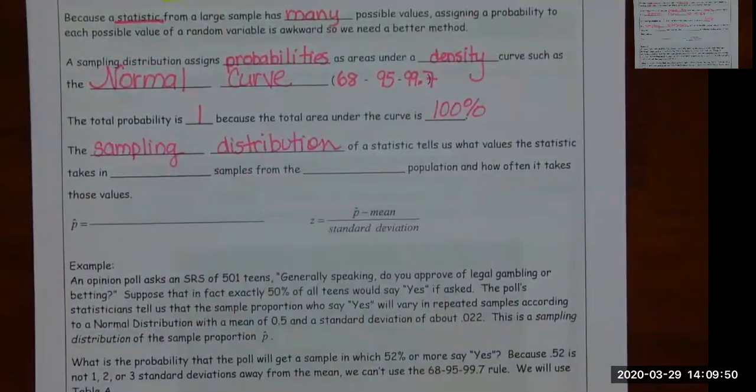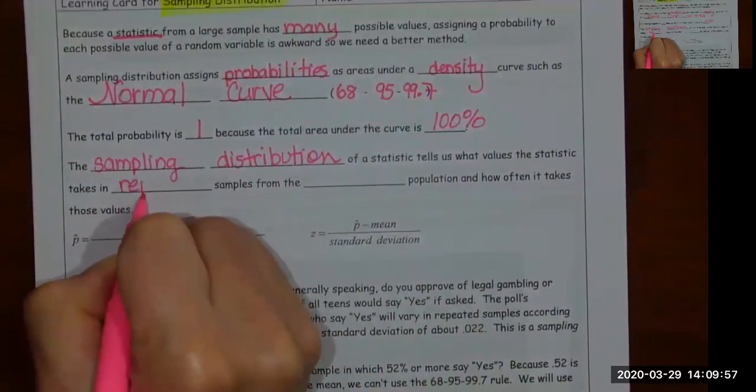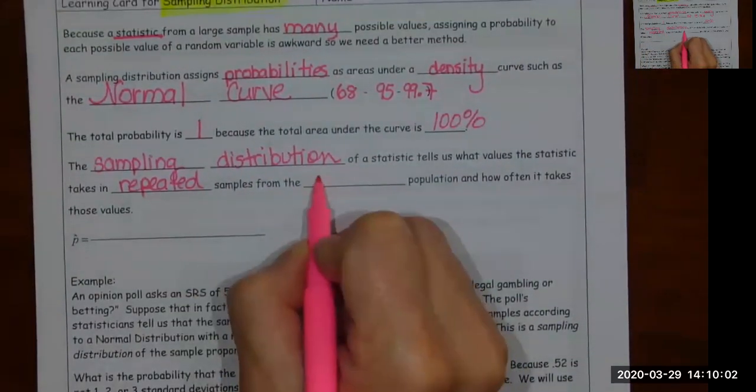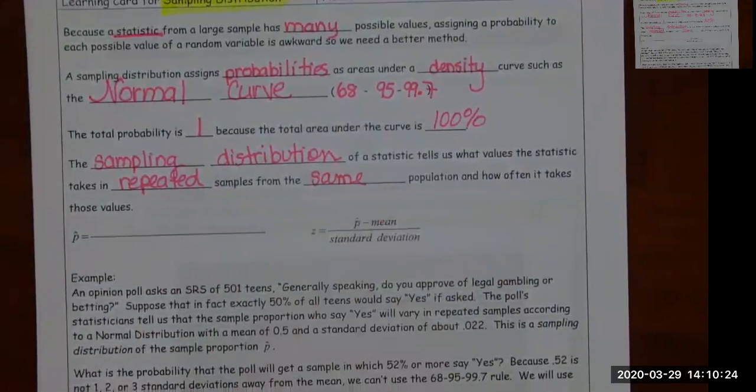The sampling distribution of a statistic tells us what values the statistic takes in repeated samples from the same population, so we have to do this many times, and how often it takes those values. So it's like the little chart that you made in the last video when we looked at probability distributions. But those are hard to do because you have to figure every one of them out. We can use the curve so we don't have to make that big list.